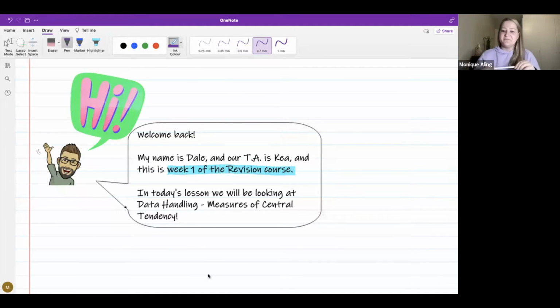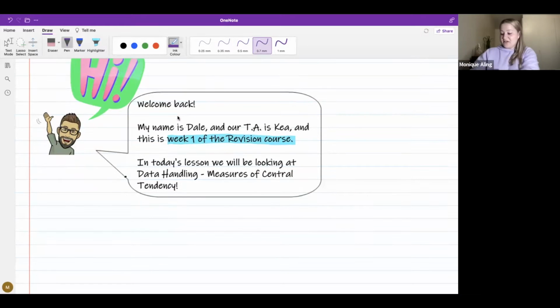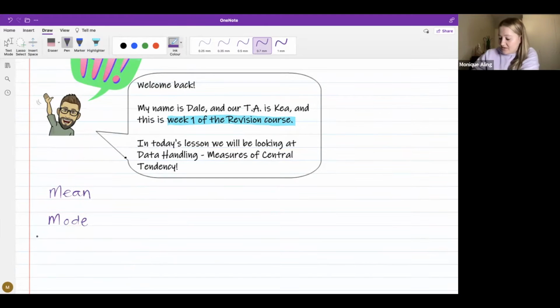Mean, good one. Median and mode. I'm seeing them come through. Nice, well done. Okay, so our measures of central tendency are our mean, mode, and median. And I think everyone loves this topic.